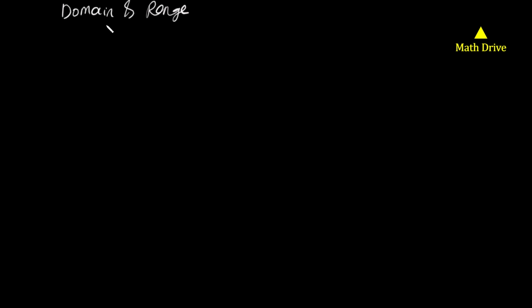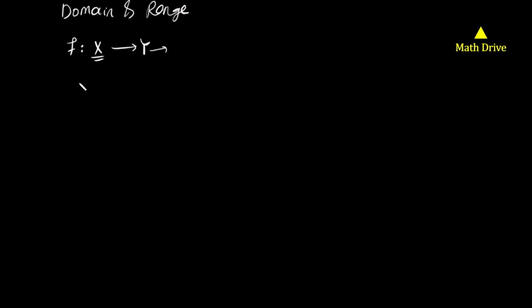Hello, in this video I'm going to talk about domain and range of a function. As you know, a function associates each element from input set to a unique element in the output set. Suppose that f is a function from input set X to output set Y. X, which is input, is called domain, and Y is called codomain.